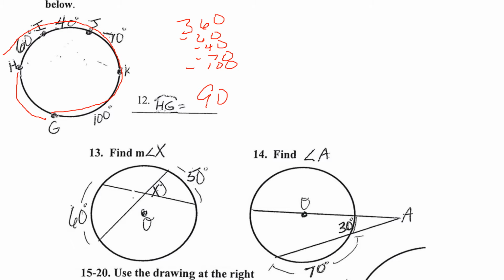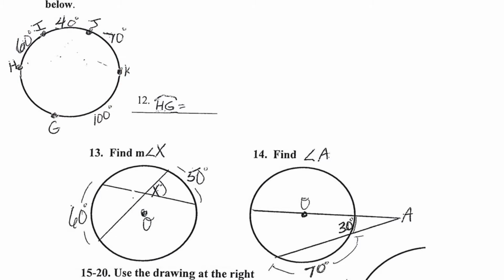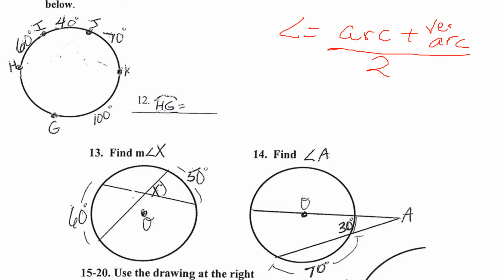Alright, then find angle X and find angle A. That's your interior and exterior. Now they had a little bit more involved formulas. The angle of an interior was the arc plus the vertical arc all over 2. So we want to find angle X. What's its arc? X is opening up to 50. What's the vertical arc? 60.